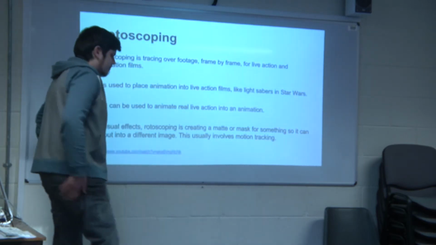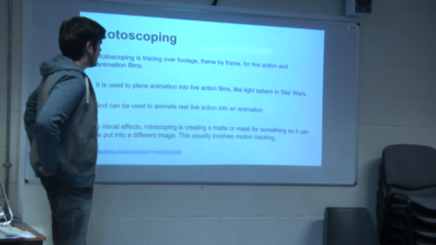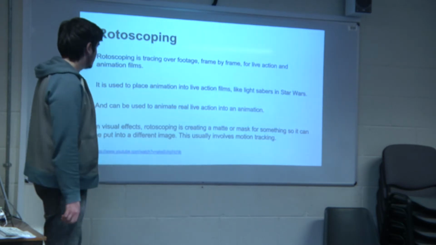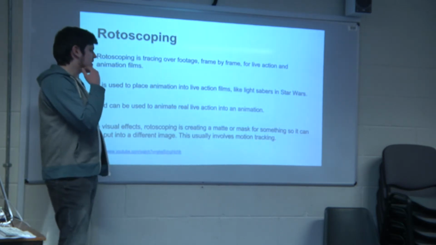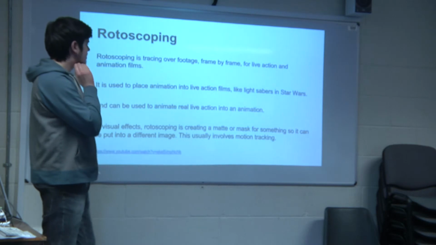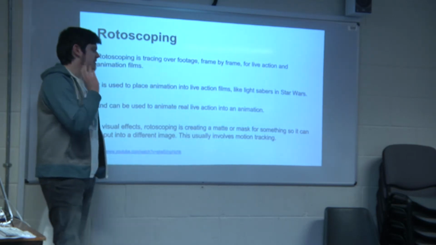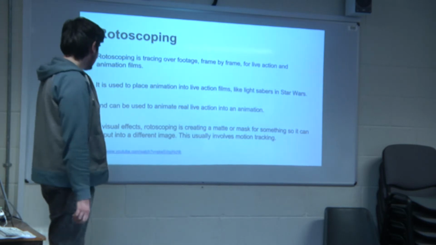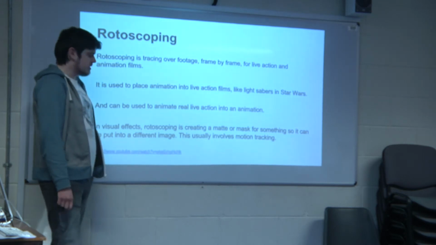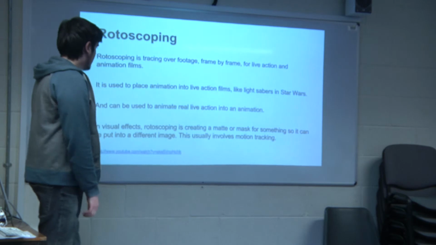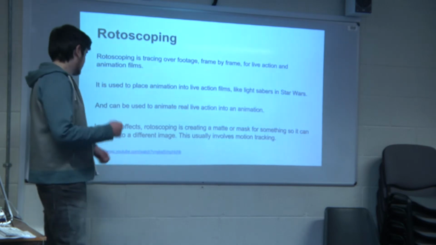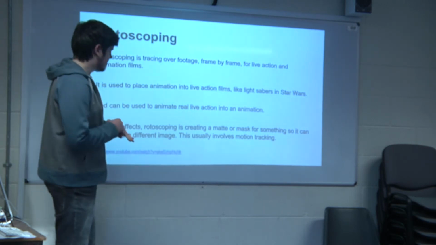Next I looked at rotoscoping. Rotoscoping involves tracing over footage frame by frame for live action or animated films. It can be used to place animations into live action films, things like lightsabers in Star Wars. It can be used to turn real life into an animation, and in visual effects rotoscoping is also used to create a matte or mask over something so that it can be moved and put into a different image. And this usually involves motion tracking.